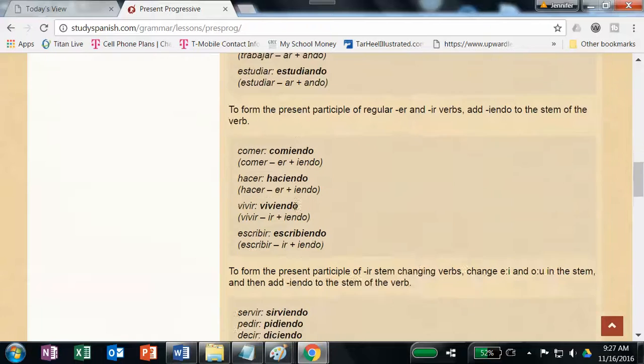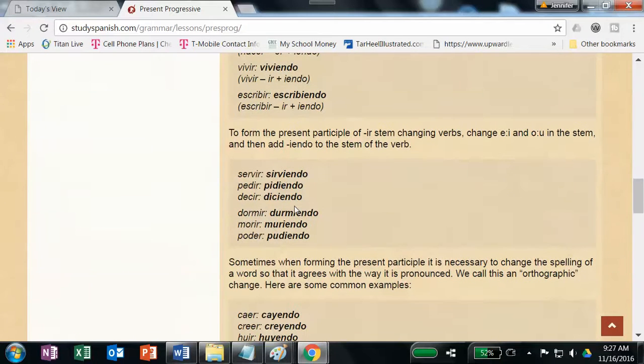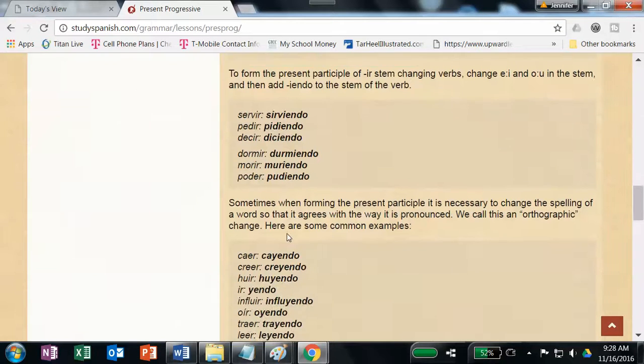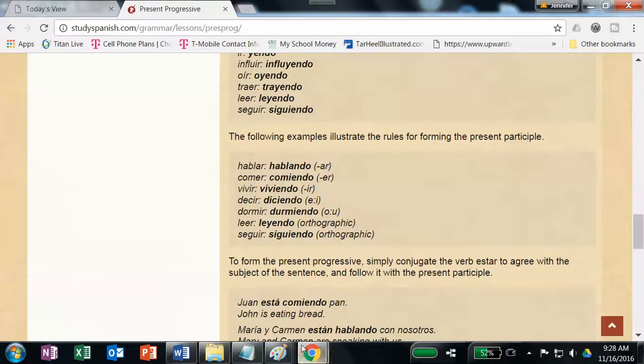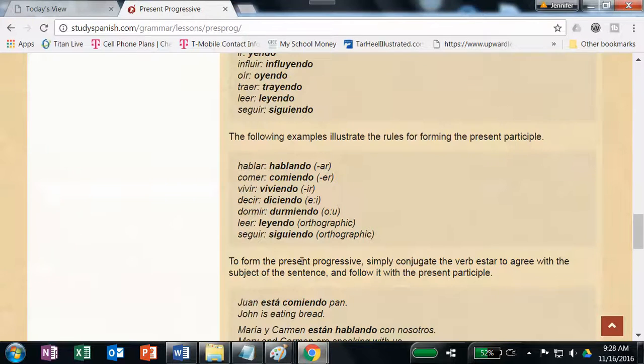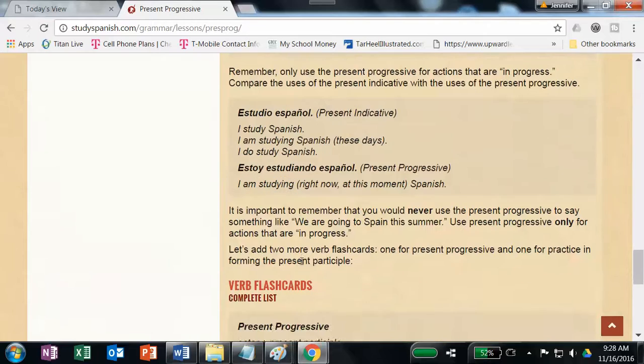And then they show you again how to change it, which I already showed you. They give you a couple of other irregulars here, pudiendo, muriendo, diciendo. So they say the present participle of IR stem changing verbs change the e to i and o to u in the stem and then add iendo. And then they give you a few. There's more irregulars than your book gave you, but for right now, since your book just gave you these guys, we're going to focus on these irregulars, and if in class more come up, then I will talk about them as they arise. Okay, so I think that's pretty much it.